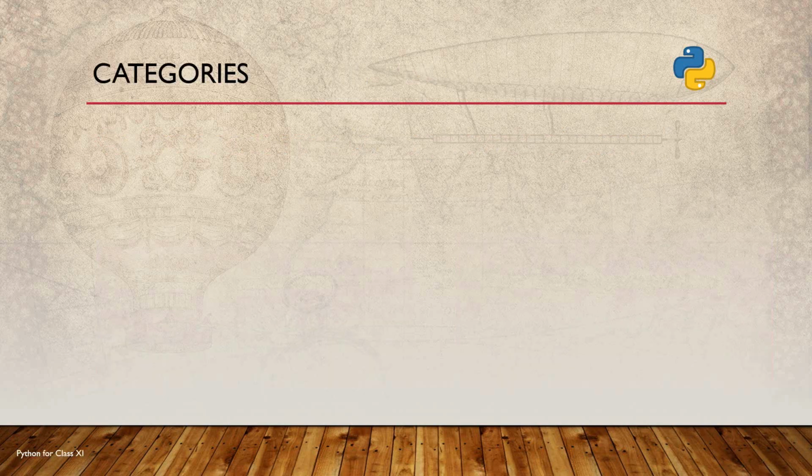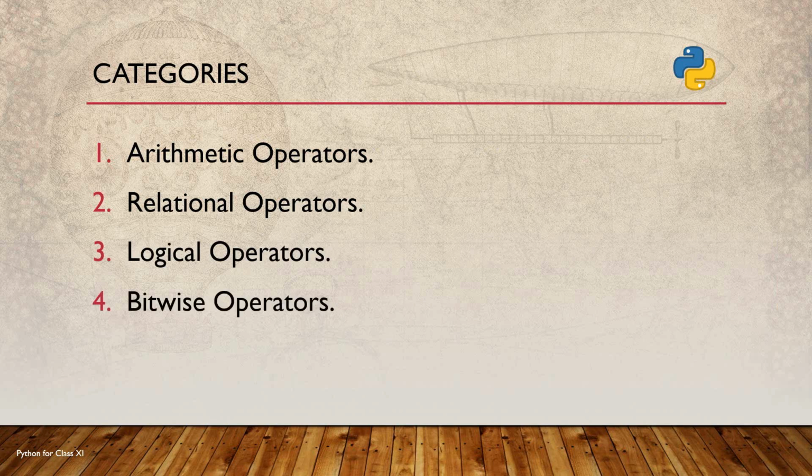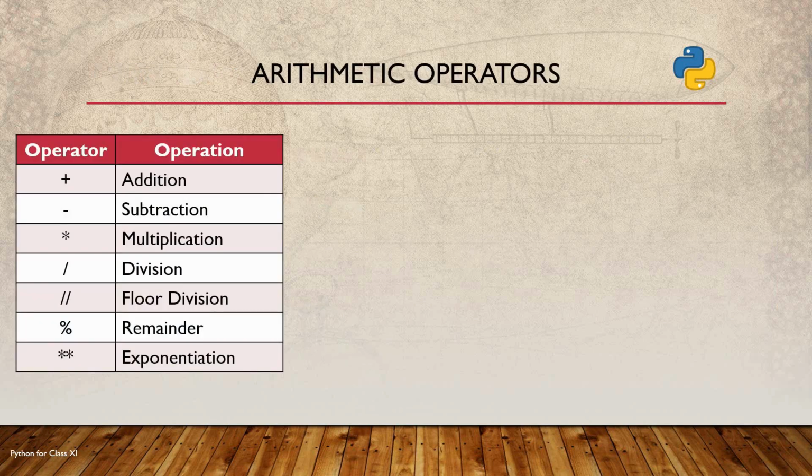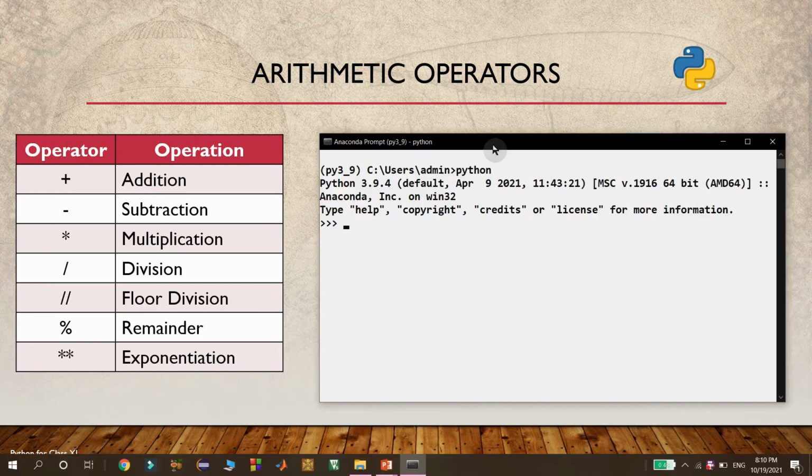Now we will consider various categories of operators in Python: arithmetic operators, relational operators, logical operators, bitwise operators, and membership operators. First we will consider various arithmetic operators. These are the operators we have in Python to perform various arithmetic operations on the given operands. We have the plus operator to perform addition on two numbers. Let me consider two numbers here, 5 plus 2, then we will get 7 as the result.